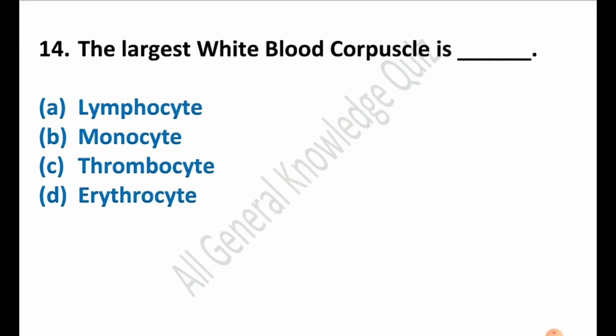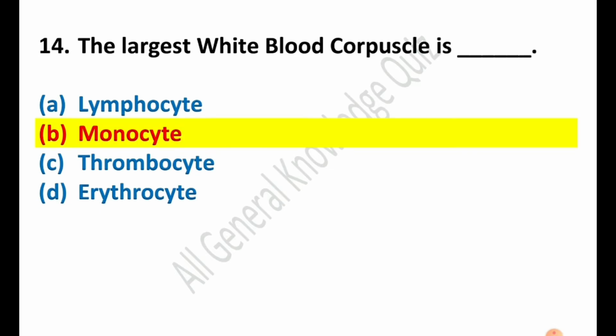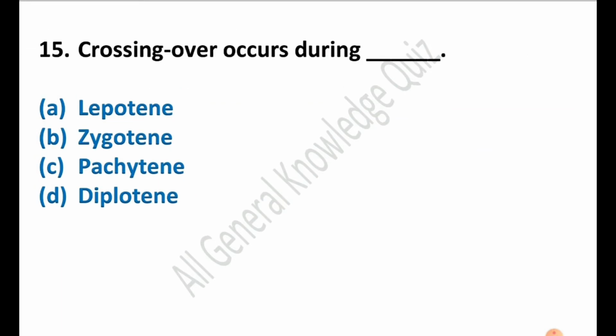Question number 14. The largest white blood corpuscle is option A, lymphocyte, option B, monocyte, option C, thrombocyte, option D, erythrocyte. The answer is option B, monocyte. The largest white blood corpuscle is monocyte. Question number 15. Crossing over occurs during option A, leptotene, option B, zygotene, option C, pachytene, option D, diplotene. The answer is option C, pachytene. Crossing over occurs during pachytene.